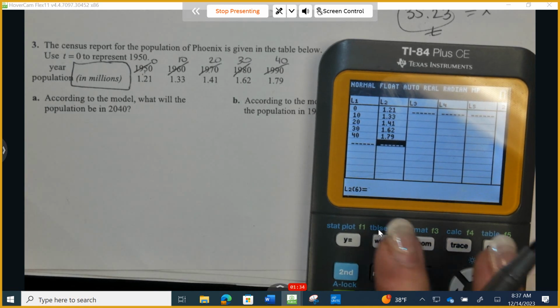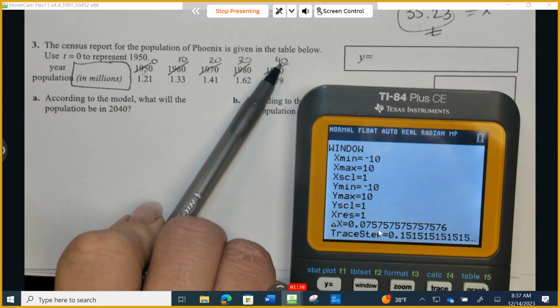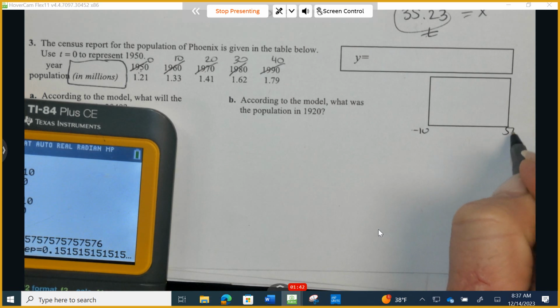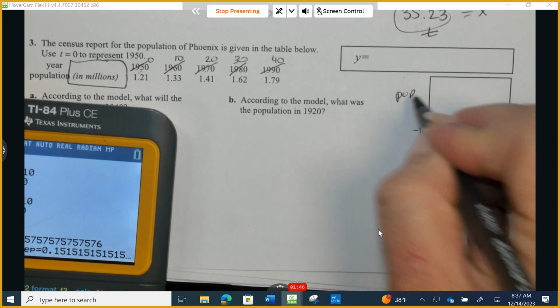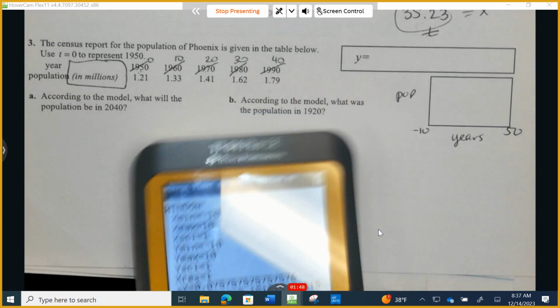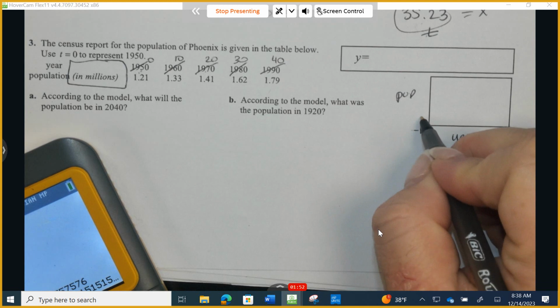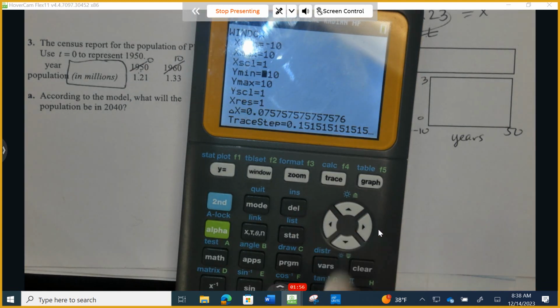Okay, looks good. Now I need to go to Window and I need to adjust this. So I want to go slightly below this and slightly above this. So I'm going to go -10 up to 50, and that's going to be years. And then this is going to be population, and it goes between 1.2 and 1.7. I want to go just below that a little bit, so I'm going to go between 0 and 3.